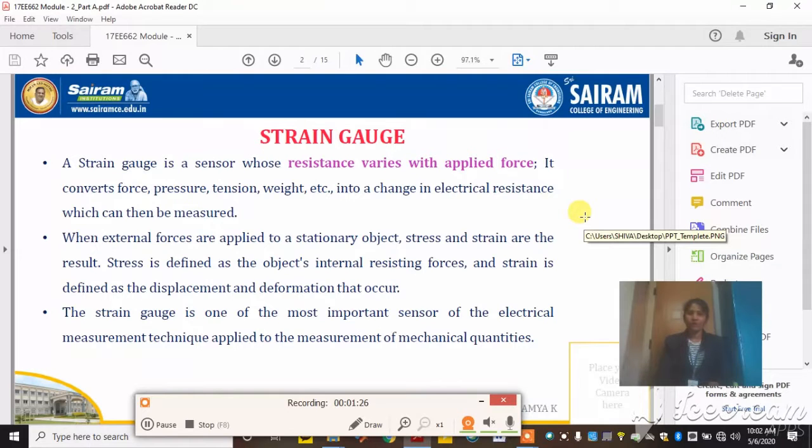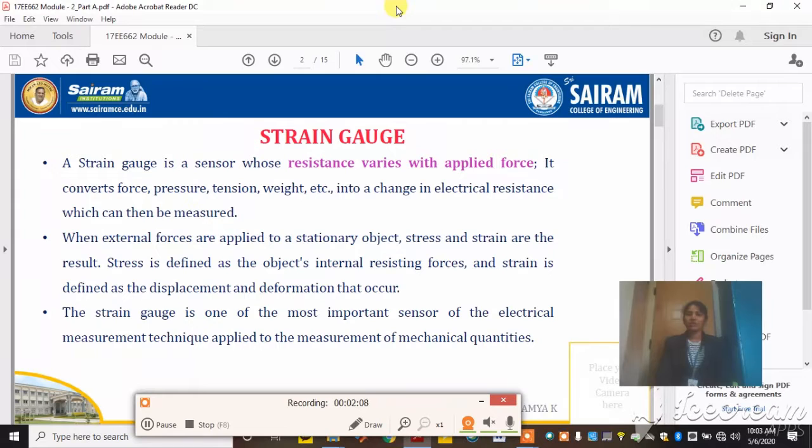So the first point you have to remember: a strain gauge is a sensor whose output is a change in resistance when you apply force as the input. It is mainly used for converting force, pressure, tension, weight, etc. into an electrical change in resistance that can be measured. When you apply force, two things get exerted: stress and strain. Stress is the internal resisting force. Strain is the displacement or deformation.